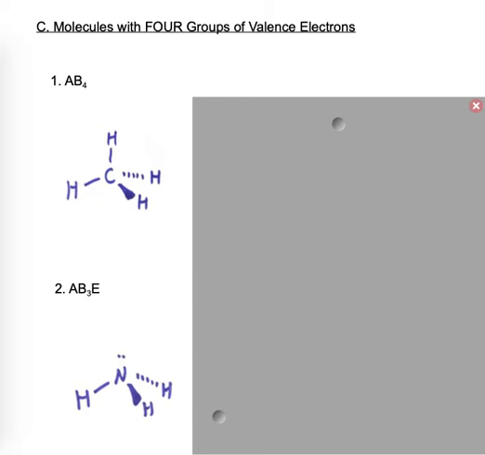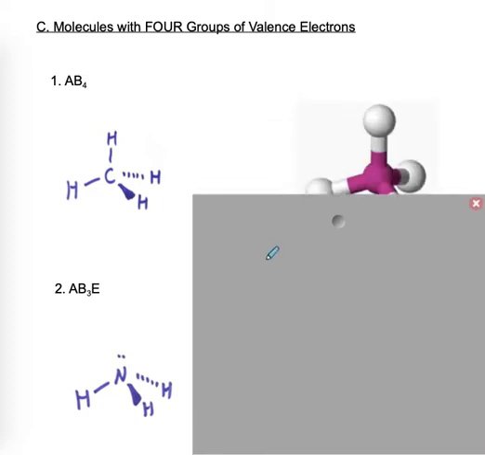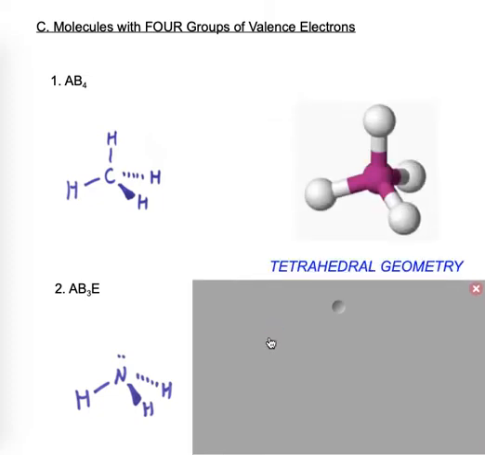It turns out to minimize repulsion, the four bonded groups of electrons, as designated in this diagram, point towards the corners of a tetrahedron. A tetrahedron being a four-sided object in which each side is an equilateral triangle. Therefore, we will name this tetrahedral geometry, and the bond angle is 109.5 degrees.